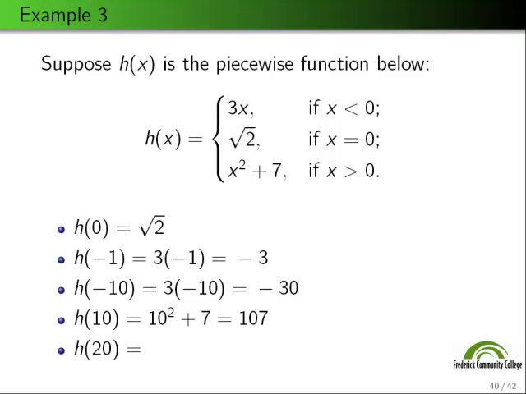Lastly here, let's plug x equals 20 into h. And again, if we look up here, we see that 20 is not less than 0, it's not equal to 0, but it is bigger than 0. So we do x squared plus 7. And we get 20 squared plus 7, and we get 407.